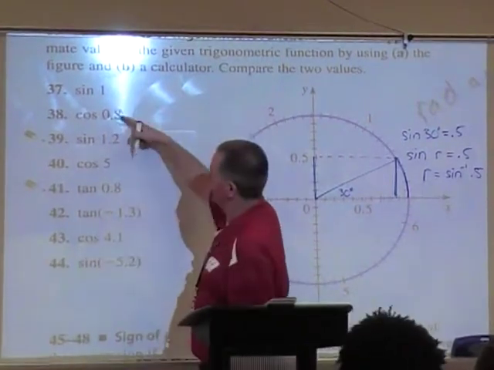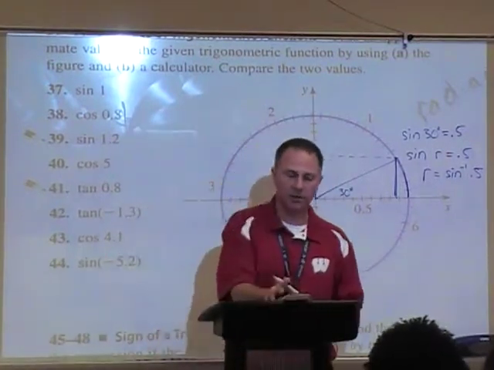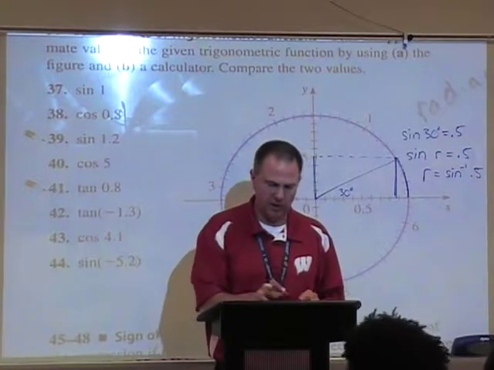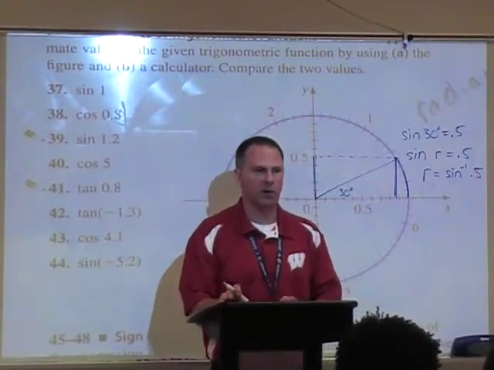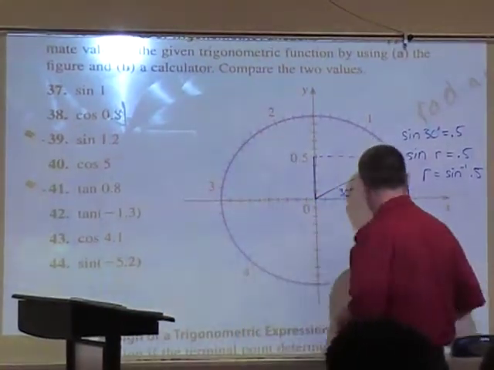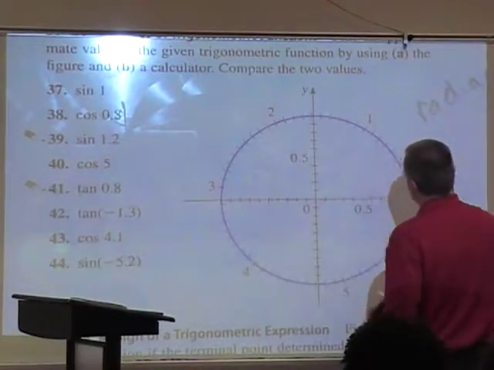Notice these don't have degree symbols on them. So these are all radian measurements, so you need to put your calculator in radian mode. Now, here's the two parts that you're doing in this set of problems. One, you're going to approximate, you're going to guess what the answer is, and then you're going to use your calculator. So how do you guess?